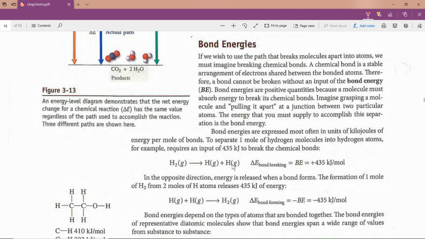Bond energy is expressed most often in units of kilojoules of energy per mole of bonds. So, for example, we have hydrogen here. To separate 1 mole of hydrogen molecules into hydrogen atoms, you have to pour in 435 kilojoules to break those bonds. If we were forming a hydrogen molecule from 2 moles of hydrogen atoms, we would be releasing 435 kilojoules per mole.